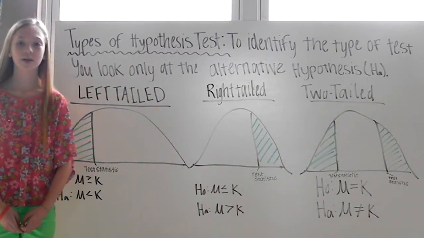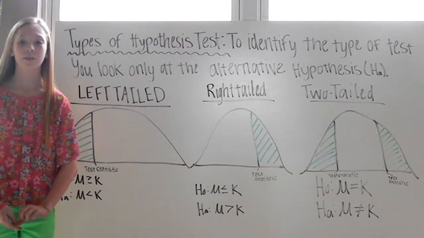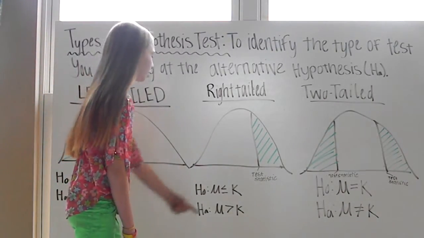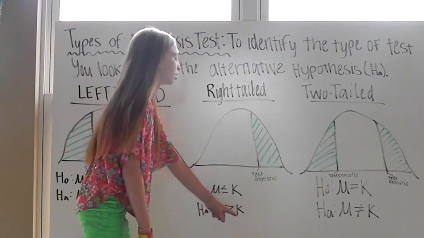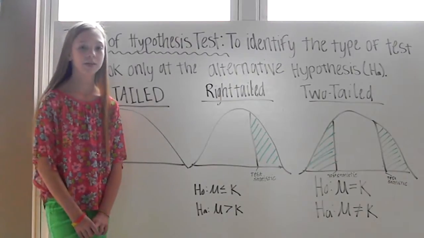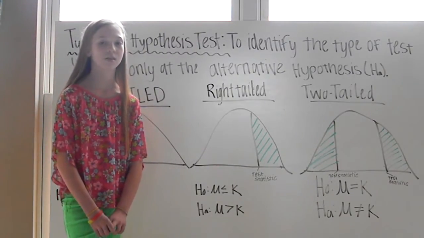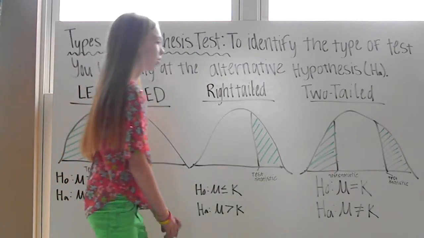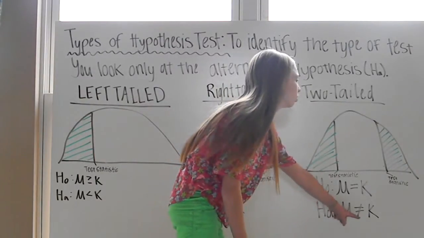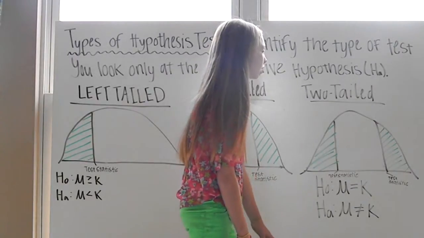If the alternative hypothesis contains the greater than inequality symbol, it is a right-tailed hypothesis test. The alternative hypothesis says mu is greater than k, so this would be a right-tailed test. When the alternative hypothesis contains the not equal to symbol, the hypothesis test is a two-tailed test. The alternative hypothesis says mu is not equal to k, so this would be a two-tailed test, each tail having an area of half p.